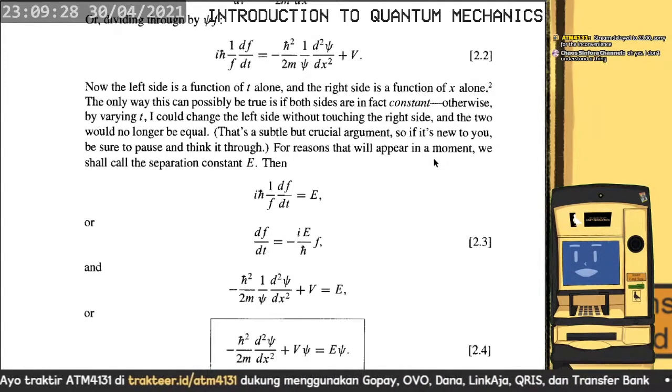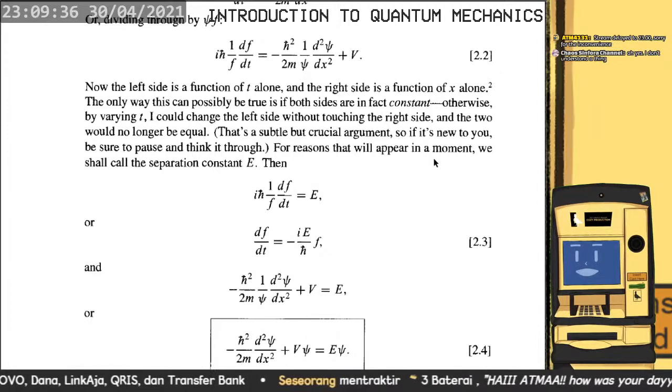Okay, so assume that varying t changes the left side. Oh yeah, I get what you mean.